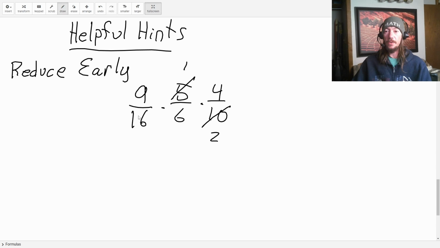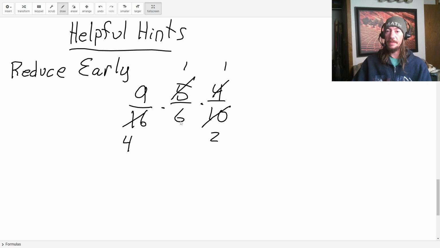You'll notice we can do the same thing with 16 and 4. 4 goes into 16 4 times. So we replace the 16 with 4, replace the 4 with 1. It's like we're dividing out that common factor.